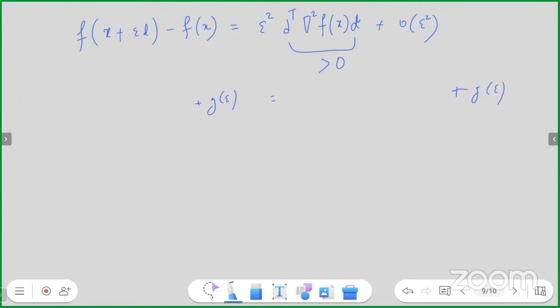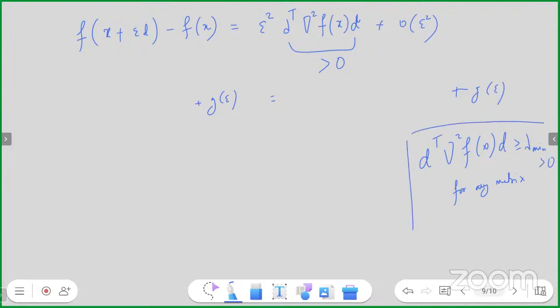So d transpose square f(x) d is greater than or equal to lambda min for any matrix. It's true, given that it's positive definite, this quantity is strictly greater than 0. That's all. If you know, you can use this fact. It's not just greater than 0. Or instead, you could have taken some value alpha strictly greater than 0 and it won't change anything. But this is actually what you know: this is the minimum eigenvalue of this.